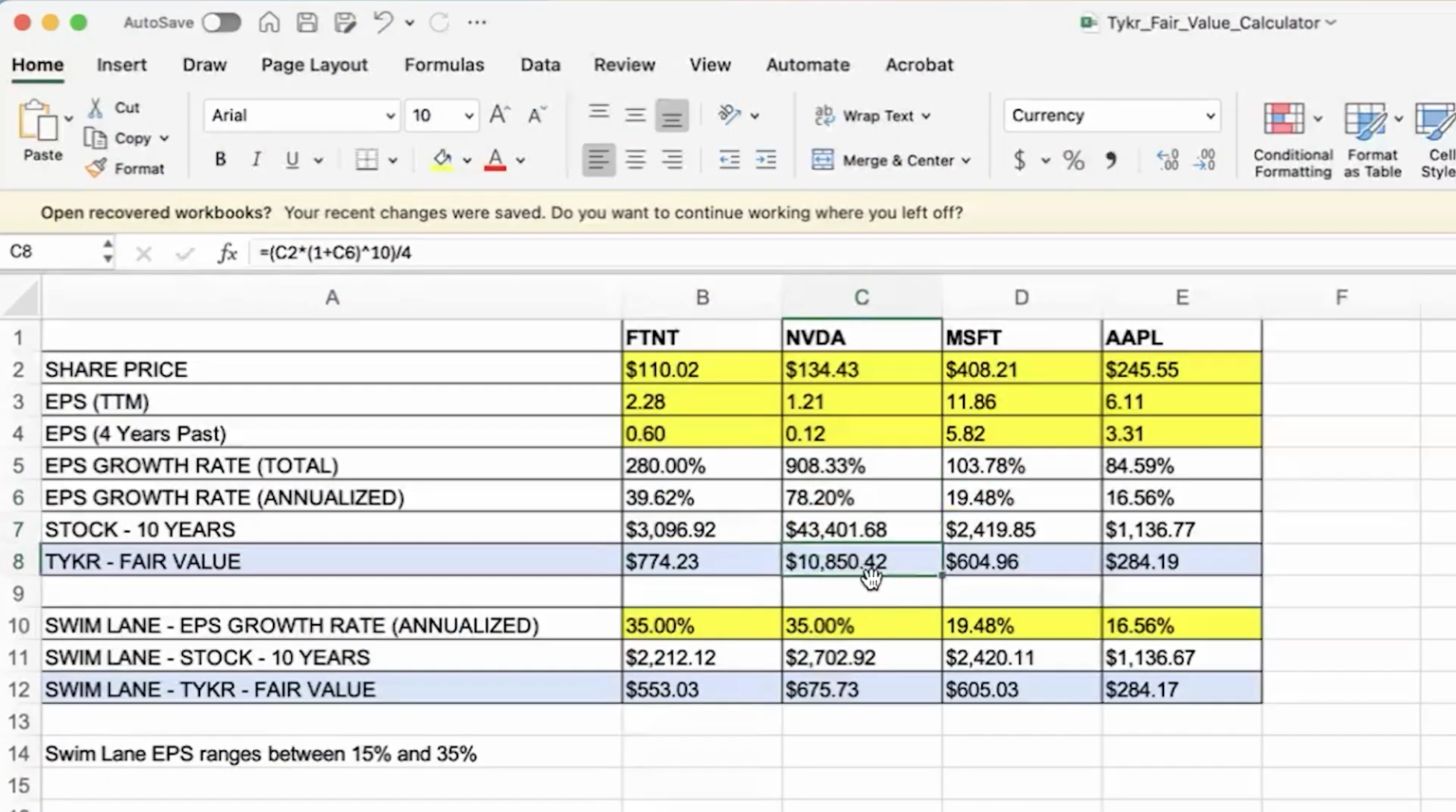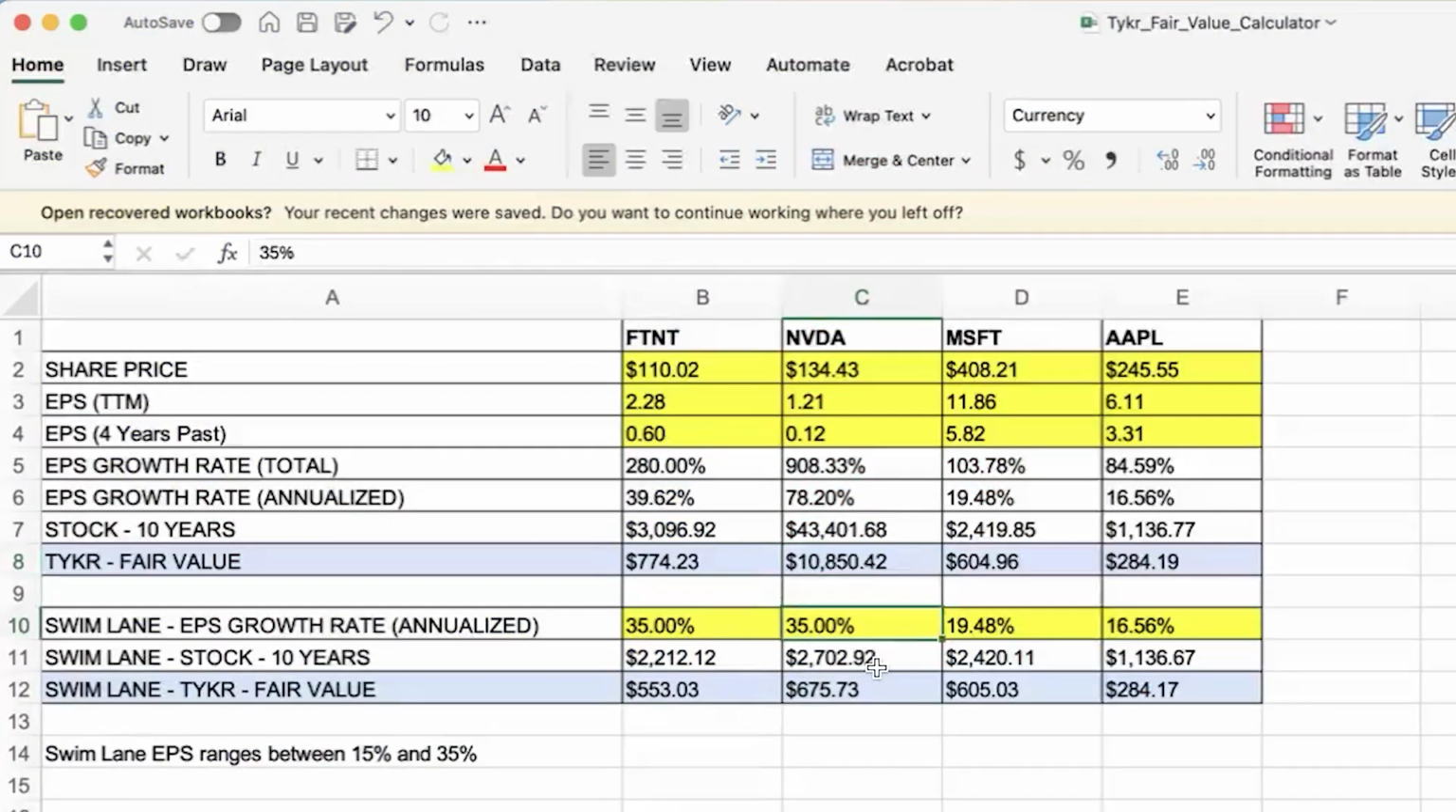Is that the number we want to use? No. Can share prices go that high? The answer is yes. Berkshire A, if you don't know, is like several $100,000. I think last time I checked, it was like $700,000 for one share. So share prices can get up there, not as common. But anyway, we're going to apply that fair value.